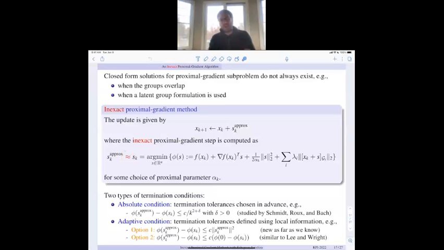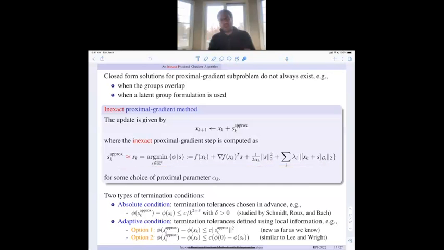What we focus on, for multiple good reasons, are what are called adaptive conditions in our work. By adaptive, what we really mean is that we've developed two conditions. One of them is similar to some work by Lee and Wright, although a little bit different, and one is completely new as far as we know. What I mean by adaptive is that these conditions involve quantities that depend on local information of the algorithm. As you're iterating along, you use information about where you are in the search space to decide how accurately you need to solve this problem.